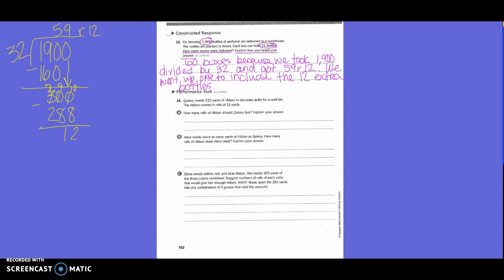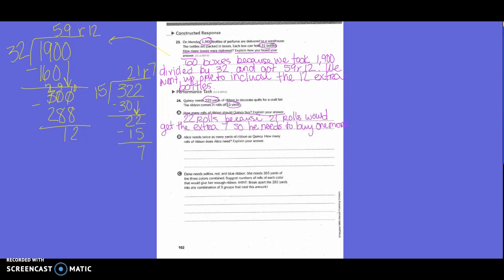Performance task. Quincy needs 322 yards of ribbon to decorate quilts for a craft fair. The ribbon comes in 15 yards. How many rolls of ribbon should Quincy buy? Explain your answer. So we said 22 rolls because 21 rolls would not get the extra 7, so he needs to buy 1 more.